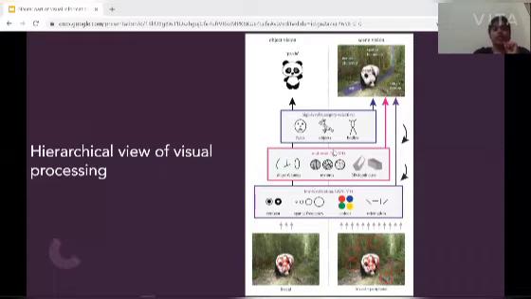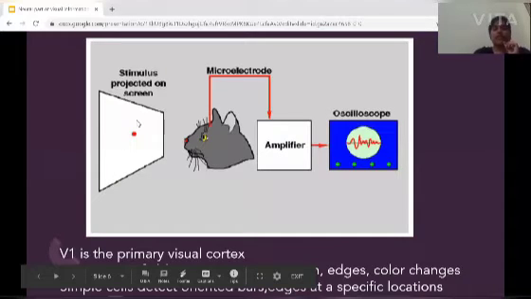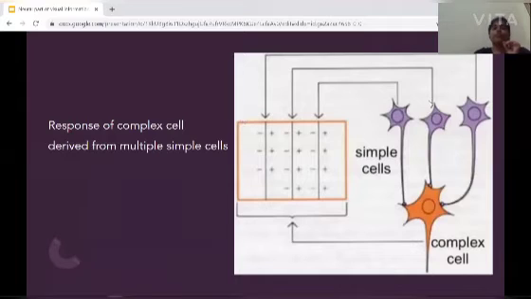So, on seeing the visual stimuli, light enters the eye. The photoreceptors in the eye, basically the rods and cones, which are sensitive to light, sense information about the light intensities and send it to the LGN. From the LGN, it goes to V1. V1 is the primary visual cortex, and V1 is sensitive to basic elementary features like edges, bars, and color changes. The simple cells in V1 get activated if they detect edges or bars at a specific location. Based on the responses from multiple simple cells, the complex cell gets activated.